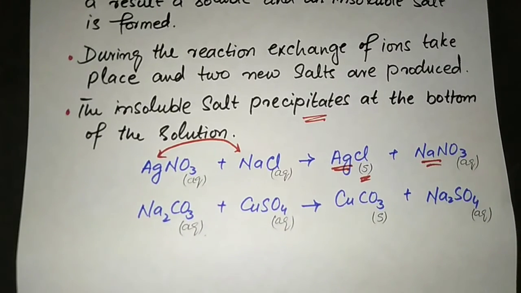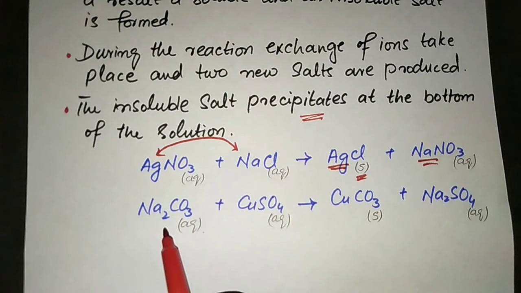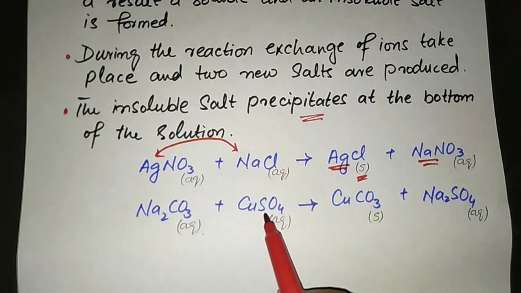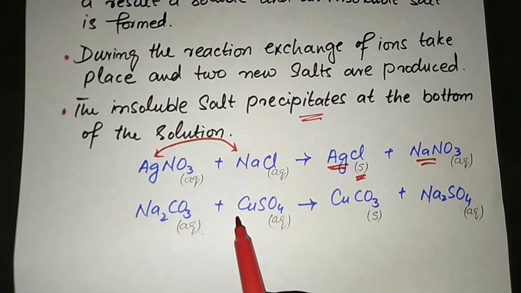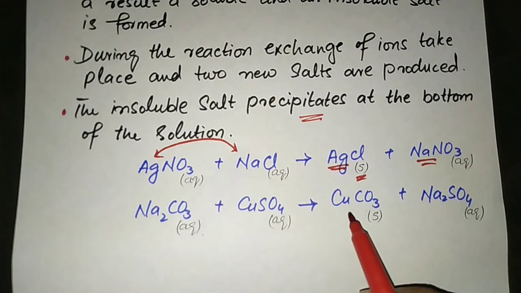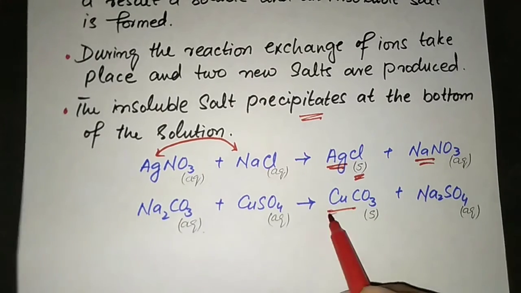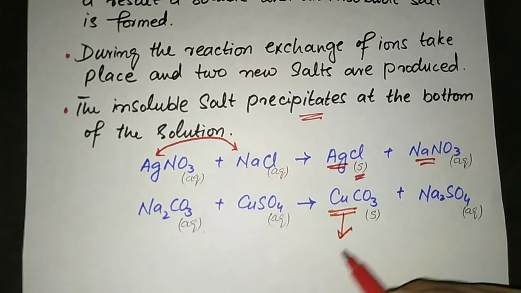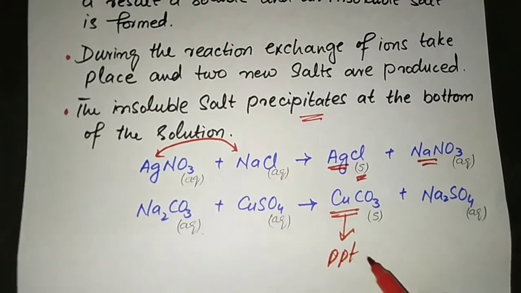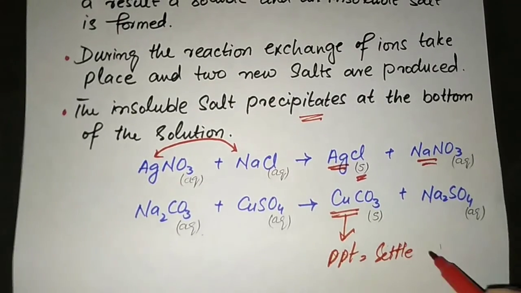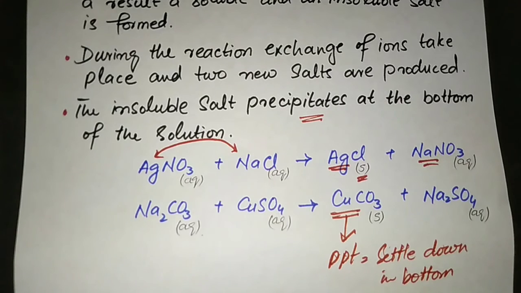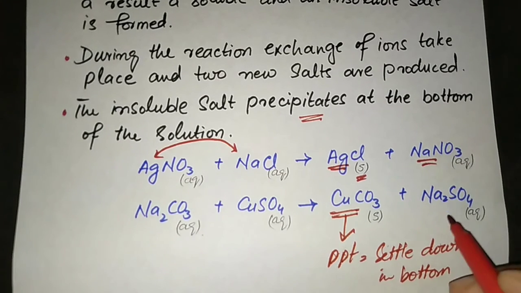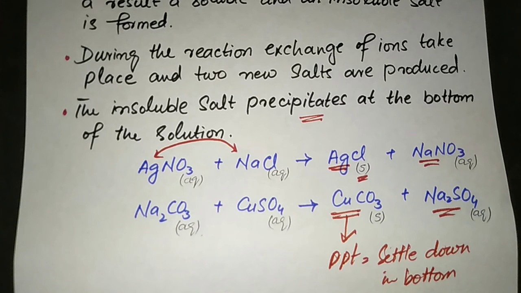Another example: sodium carbonate, Na2CO3, aqueous, and copper sulfate, aqueous. Both are aqueous solutions. When we react these two aqueous salt solutions together, copper carbonate is formed. This copper carbonate is insoluble in water, and it precipitates, meaning it settles down at the bottom as solid particles, whereas sodium sulfate, the second salt produced, is soluble in water and exists in aqueous form.